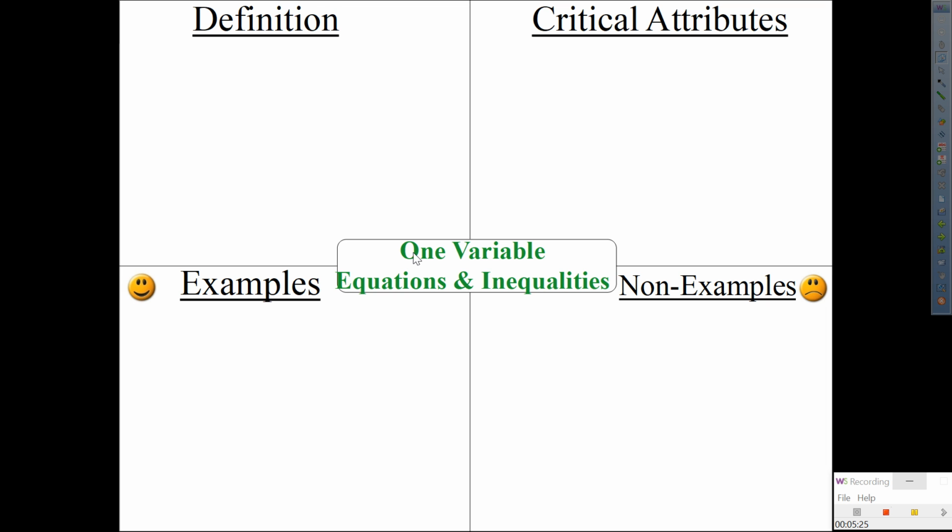Copy that again, please. Two expressions equal or not equal to each other that contain one variable.